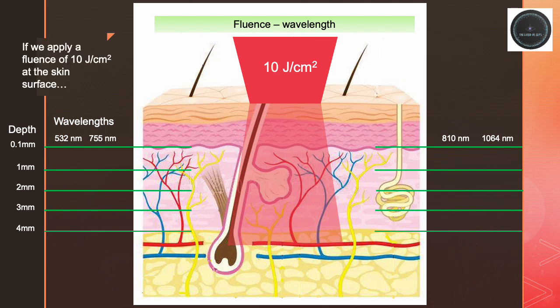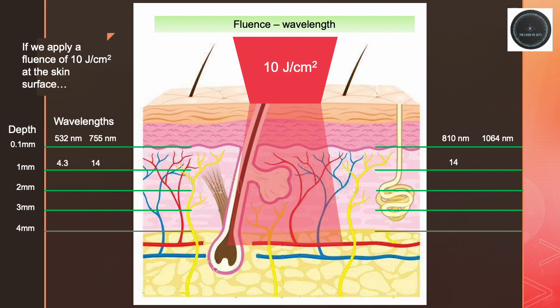So let's now apply 10 joules per square centimetre at the skin surface and see what happens to the fluences in the skin. Now, with the 532 wavelength, we can see that at 1 millimetre depth, the incident fluence of 10 has now dropped to 4.3 joules per square centimetre, but at 755 nanometers, it's jumped up to 14, which is a little bit counterintuitive.